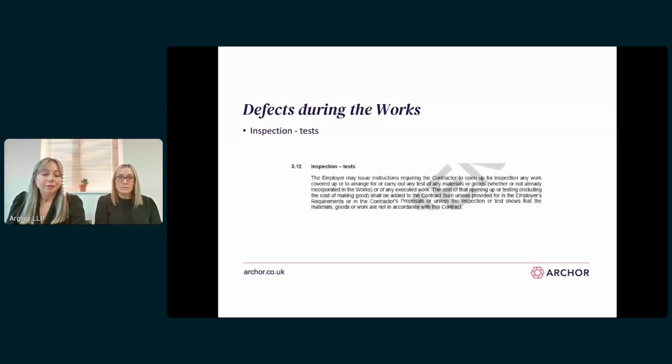So one final point on defects is that the failure by the contractor to remove any work, materials or goods that aren't in accordance with the contract, or refuse or neglect to comply with a notice or instruction in this regard, is a ground for termination by the employer, which I'll come on to next. So this is really important because if a contractor's not remedying a defect, it gives the employer the right to terminate the contractor's employment.